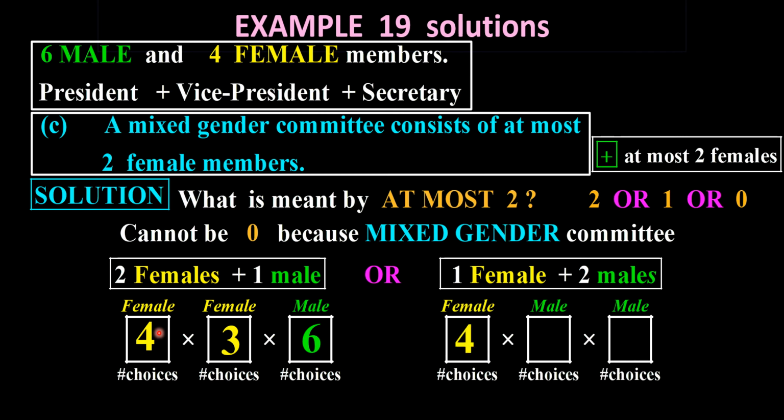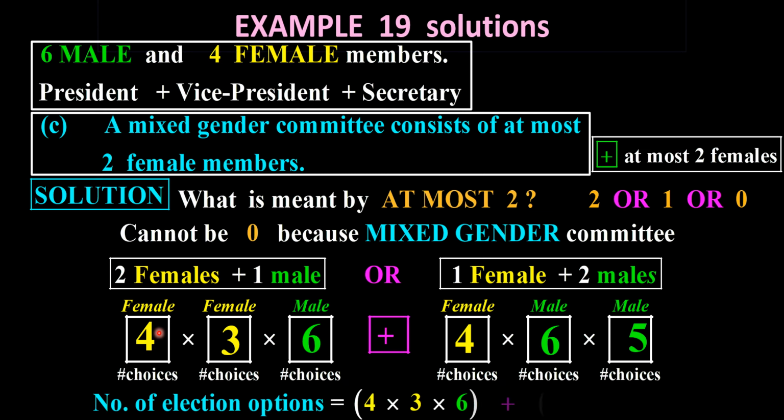Let's look at the other option here. Here we have 1 female, so it can be any of the 4. Now for the other 2 positions, we can only select from the males. So it can be any one of the 6. And then 1 male has already been elected, so it can be any one of the 5. You cannot fill 2 positions or 3 positions at the same time. So there we're going to apply the sum rule again because of OR. The number of election options is the sum of those 2 choices, and that gives us 72 plus 120, which is 192.